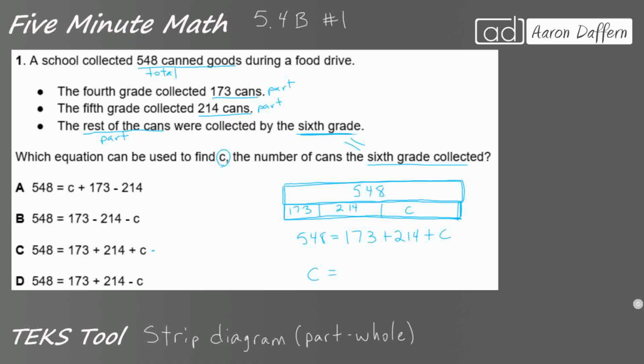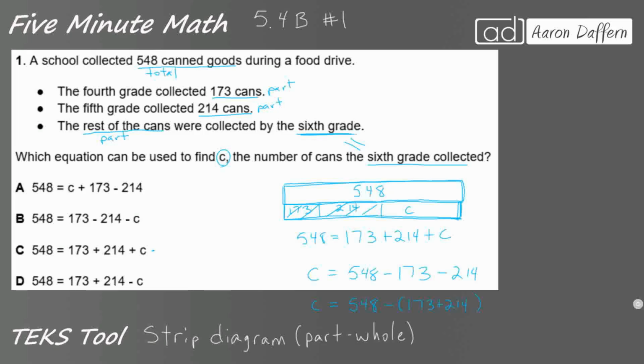What we would want to show is that C is going to be 548, and then we're going to subtract 173, and we're going to subtract 214. So you take that C, and you want to get rid of this, and you want to get rid of this, and whatever's left from the 548 is your C. Or using the order of operations, we might say 548 minus, and then parentheses, add the quantities 173 plus 214.